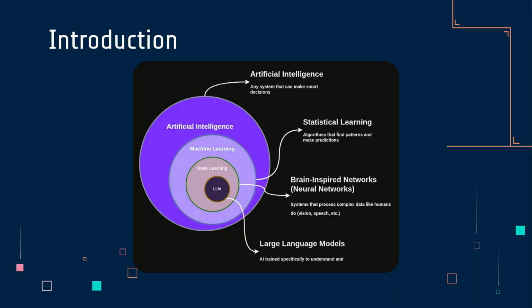So that's the whole picture. You might see different variations of this diagram out there, but this is the one I'm going off. Okay, so our main focus is basically LLMs and how to fine-tune these LLMs, right? LLMs are basically AI trained specifically to understand human language and to generate text.